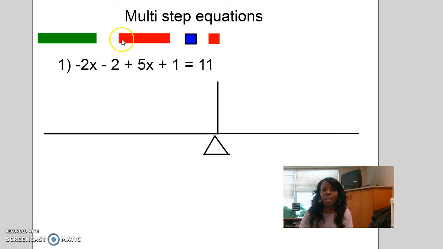Let's review. Although we've been using a different method to learn how to solve equations, we're going to go back to our algebra tiles, which we were using initially when we learned expressions. Just to review, the green rectangle is a variable. The red rectangle is a negative variable. The blue square is a positive integer, like positive 1, and the red square is negative 1.